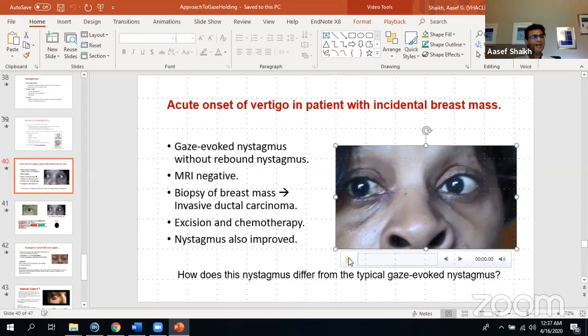And then in passing, she mentioned that while she was taking a shower, she felt some kind of a nodule in her breast. So then we got her the workup of her breast mass, and she ended up having invasive ductal carcinoma. It was excised, it was treated with chemotherapy, and in fact, her nystagmus improved within a month of that.